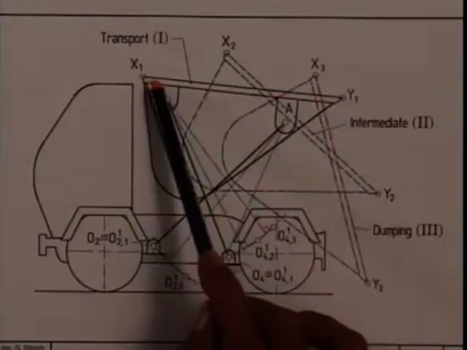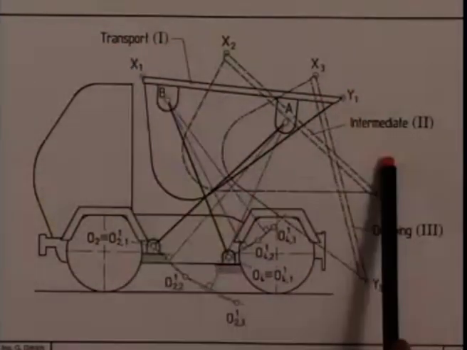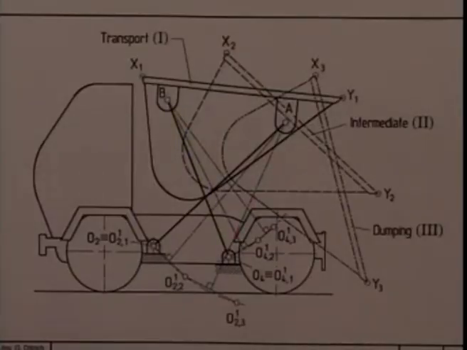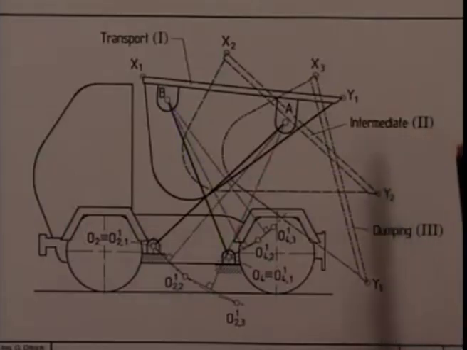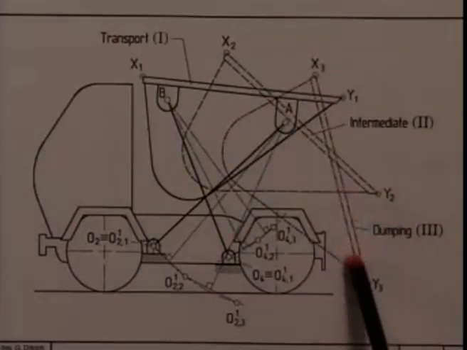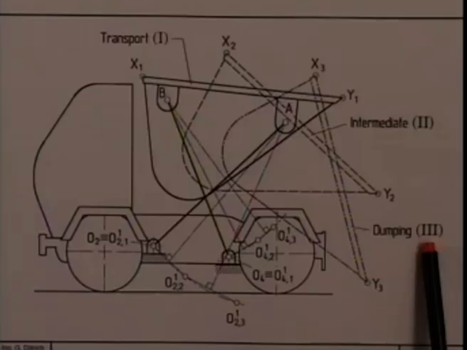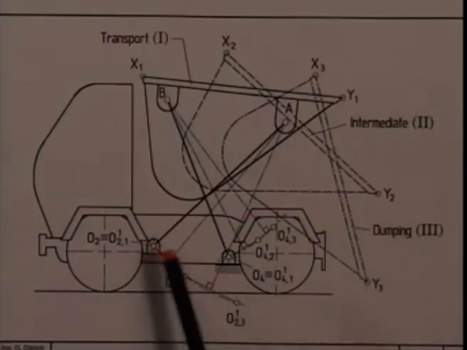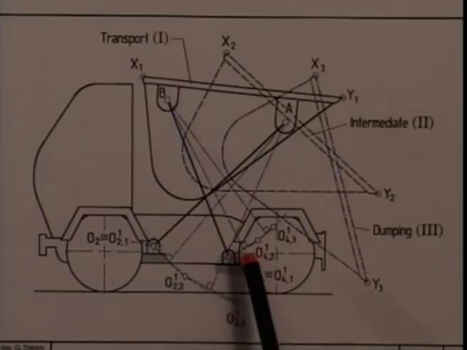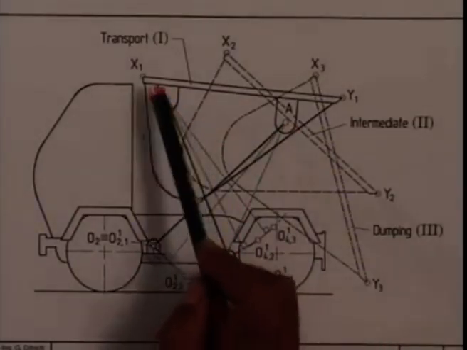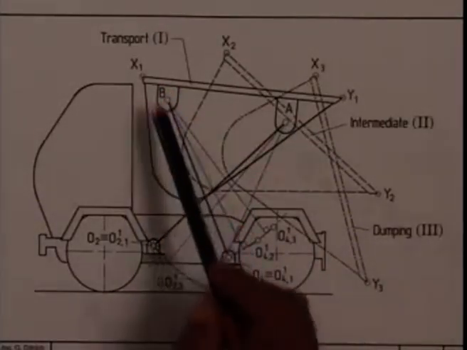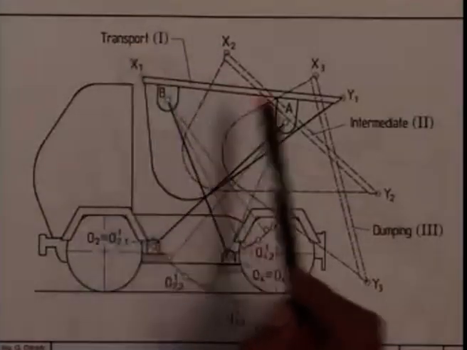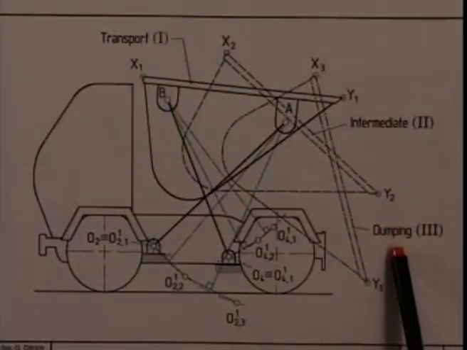So let us now discuss this example of the tipper dumper, and the dumping bin has to take up this first configuration, which is the configuration during the transporter movement. This is another configuration which we call the intermediate configuration, and this is the third configuration which I call the dumping configuration. So the task is, for given locations of O2 and O4, we have to determine where A and B should lie on this dumping bin such that when you move this 4R linkage, the dumper goes from transport to intermediate to dumping configurations.